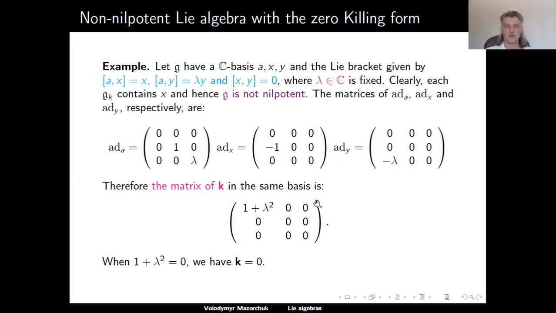So this matrix has only one potentially non-zero entry, which is the entry in the first row and the first column, and the rest is 0. The entry in the first row and the first column is 1 plus lambda squared. So this should be the square of ad a and then the trace. And 1 plus lambda squared, here lambda is an arbitrary complex number. So if lambda is plus or minus the imaginary unit, 1 plus lambda squared is 0. So for these two values of lambda, we get that the Killing form for that algebra is identically 0, despite the fact that the algebra itself is not nilpotent.